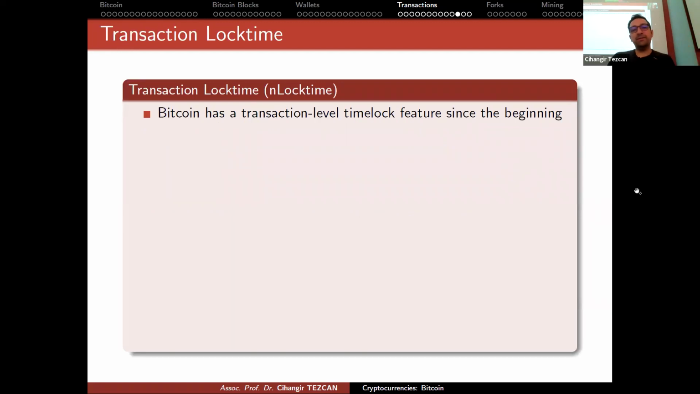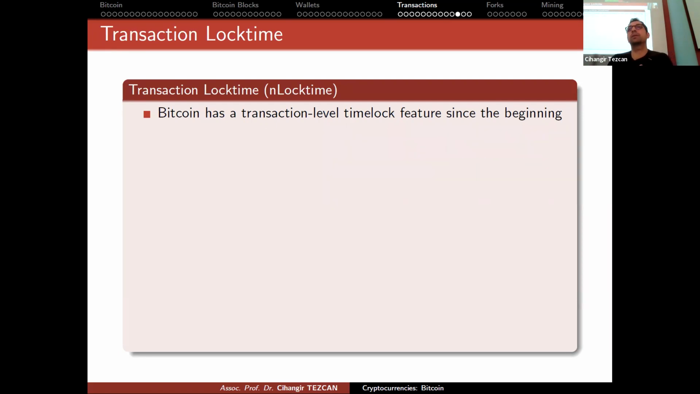Okay, something we haven't talked about is the transaction lock time. This is generally referred to as unlock time. Bitcoin has had a transaction-level time lock feature since the beginning. Satoshi put this feature in. Not everybody is using it. Actually, almost nobody is aware of it, but you can do it.